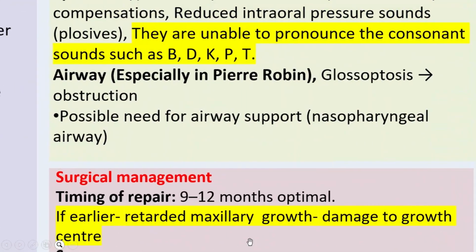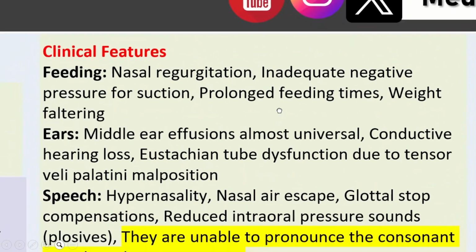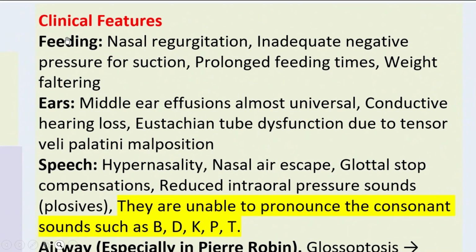So we have the clinical features that happen in cleft palate. Most of the time, feeding is going to be affected, and these children are going to have nasal regurgitation because of that opening in the cleft. So the mouth communicates with the nasal cavity. They have inadequate negative pressure for suction, so breastfeeding is an issue, and they have prolonged feeding times.